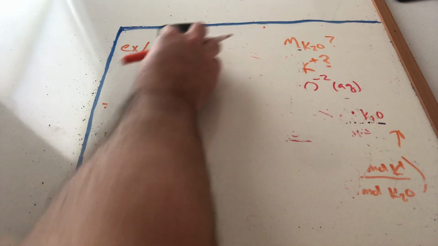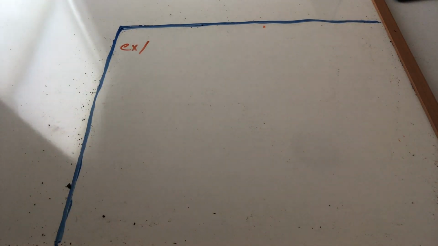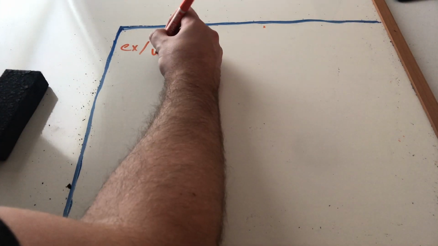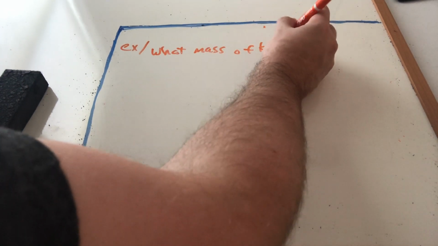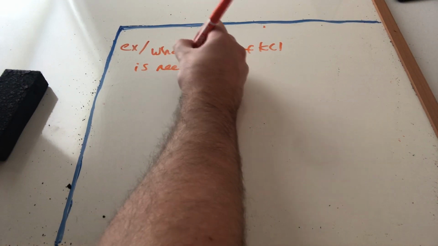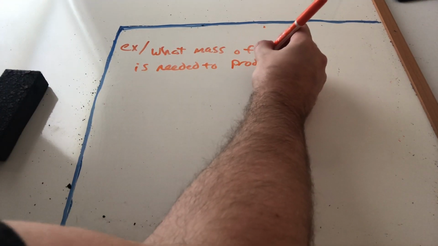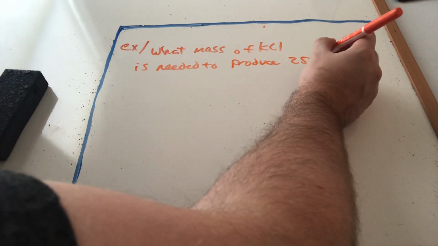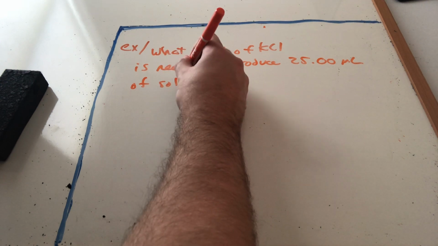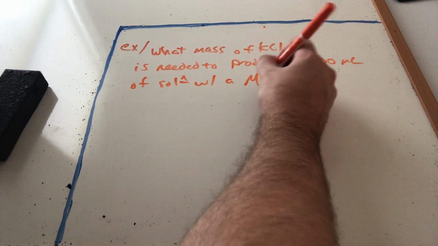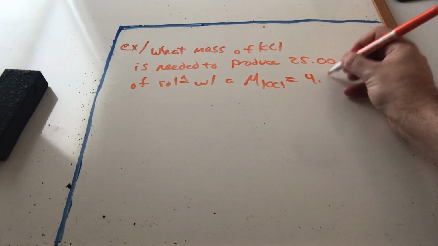Let's do another example. What mass of KCl is needed to produce 25.00 milliliters of solution with a concentration of KCl that's equal to 4.0 molar.